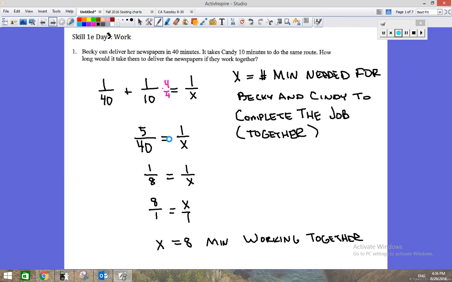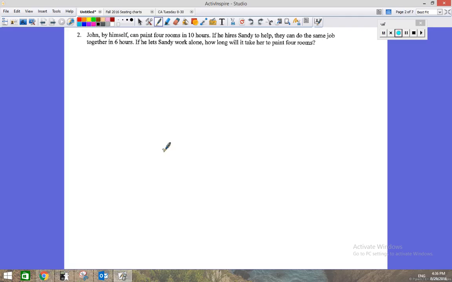All right, on the next one, John can paint 4 rooms in 10 hours. He hires Sandy to help. They can do the same job together in 6 hours. If he lets Sandy work alone, how long will it take her to paint the 4 rooms? So that's what our variable is, the length of time. And this time it's in hours. It's the number of hours needed for Sandy to complete the job when she's working alone.